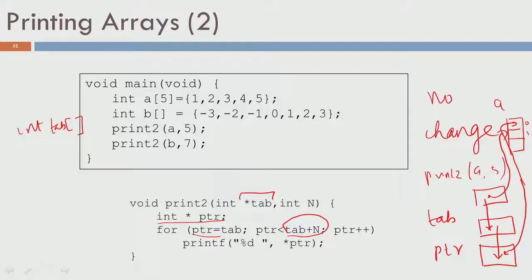I already talked to you about this notion of arithmetic on tab. tab plus n means take n steps away from wherever tab was. tab is pointing to a of 0, and if I walk 5 steps away from it, tab would be pointing to something beyond a of 4. As long as you are less than that, you are good, you can keep printing. So, this is print 2.